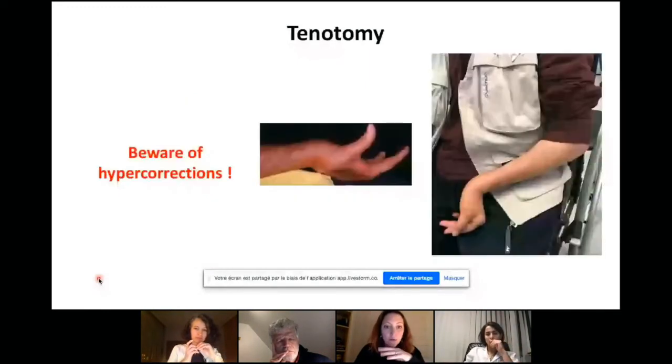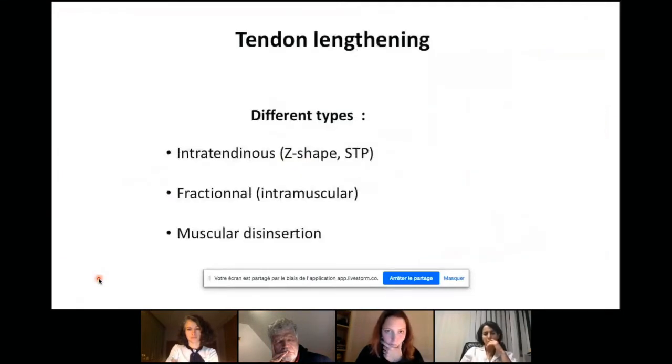Here are examples of hypercorrection after performing a tenotomy. The first case was a finger flexor tenotomy in a dystonic patient. Now you understand why dystonia is a contraindication of surgery, especially if we perform tenotomy. The other patient was a spastic patient who had pronator teres spasticity and finger and wrist flexors spasticity, and he had been hypercorrected after these tenotomies.